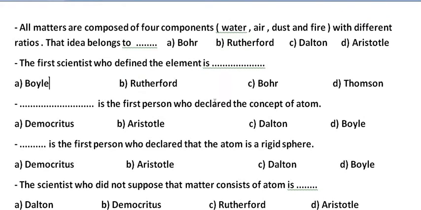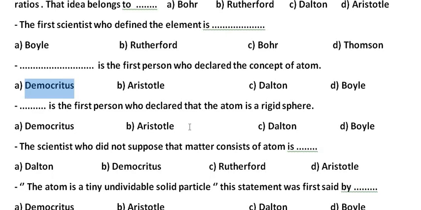He is the first person who declared the concept of atom. It is clear that Democritus is the first scientist, the first person who declared the concept of atom. The first person who declared that the atom is a rigid sphere, this is Dalton.